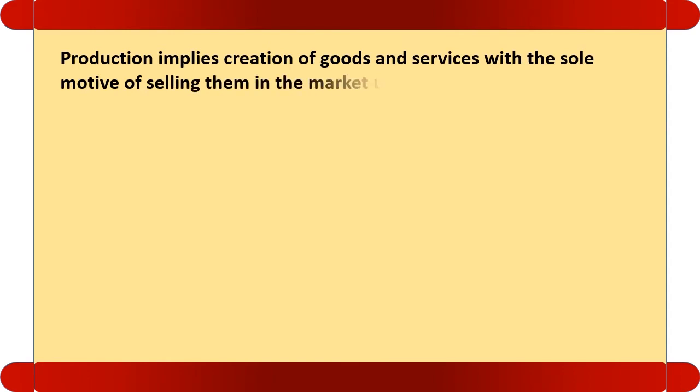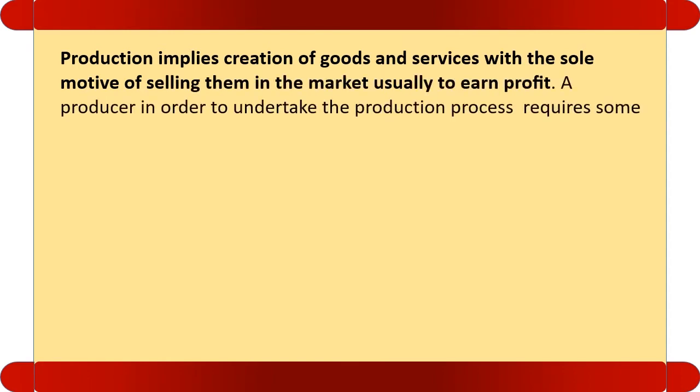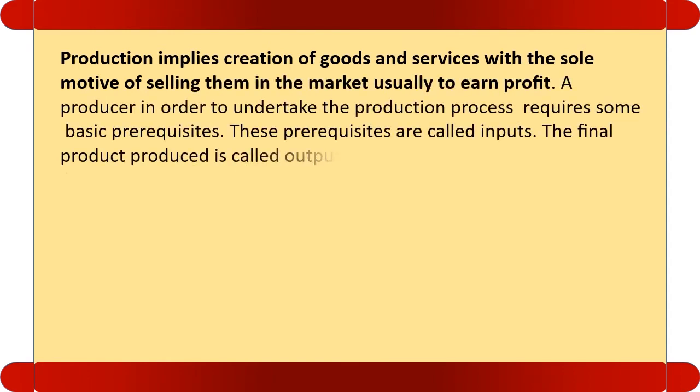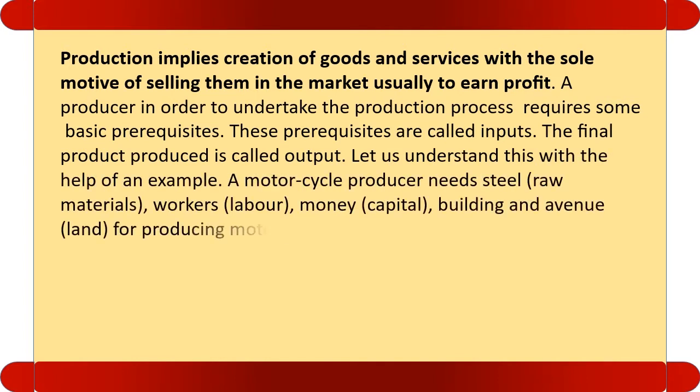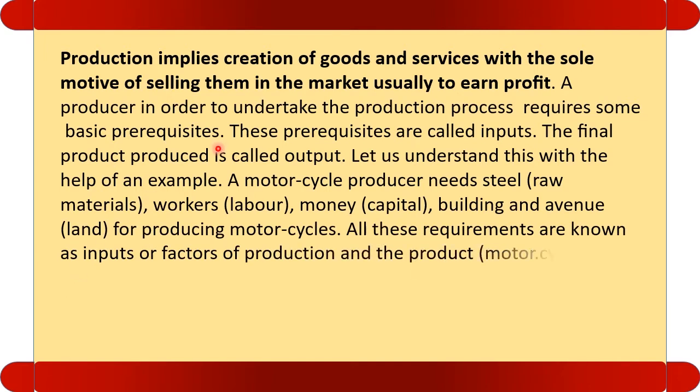Let us discuss the meaning of product first. The question is, what is product? Goods having utility for the consumer are called products. Now let us see what is production. The process of creating goods and services having utility for the consumer, so that they can be offered in the market to earn profit, is called production.